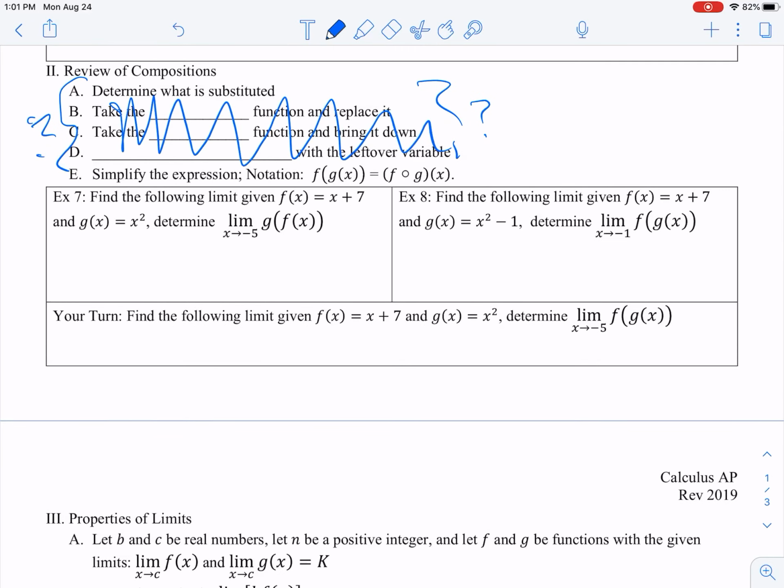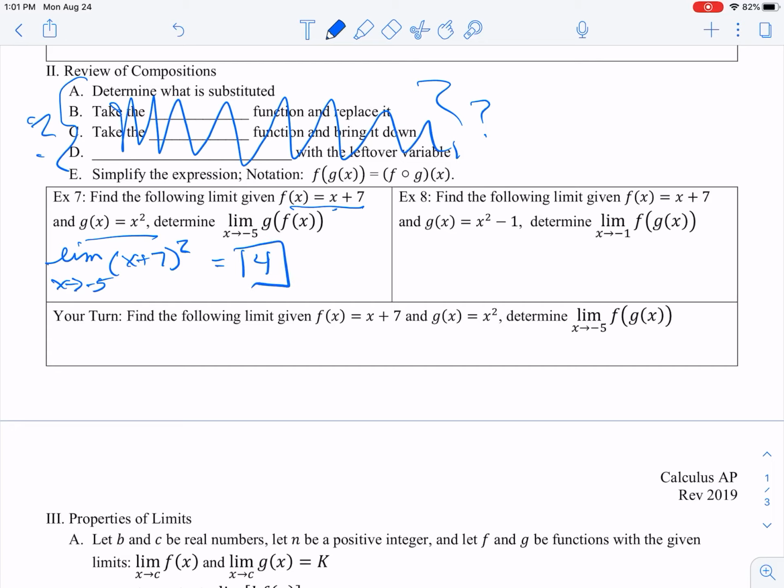All right, we want to take the limit of a composition. They gave you f of x is equal to x plus 7, g of x is x squared. The first thing I'm going to do is put f of x into g of x. So I end up with (x plus 7) squared. Now I'm going to take the limit of that as x goes to -5. I can still just plug it in. -5 plus 7 is 2, and 2 squared is 4, and I'm done.